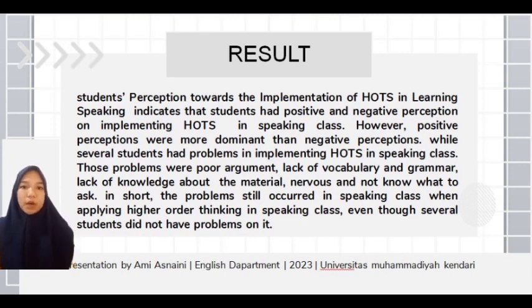Problems in implementing HOTS in speaking class and applying HOTS in the classroom are not easy, as people think, because the teacher or lecturer must have comprehensive knowledge about higher order thinking skill. There are no specific problems in implementing HOTS in speaking class, but there are still problems for using HOTS in the classroom in general. It means HOTS can be identified by analyzing the students' questions in classroom interaction.